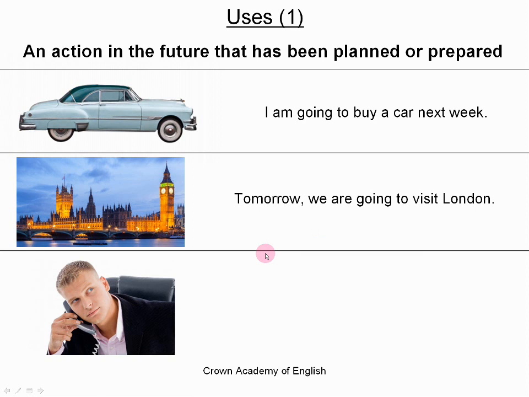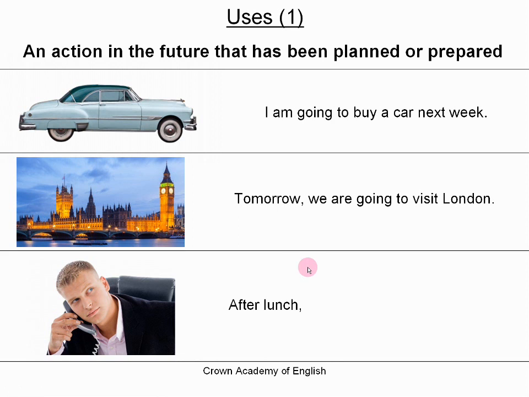And the last example is after lunch. After lunch, he is going to call Mr. Brown. So he is going. This is the going part. And then it is followed by the verb in the infinitive. He is going to call. So to call is the verb. Mr. Brown. So after lunch, lunch is when we eat during the day. So this is indicating that it is in the future.